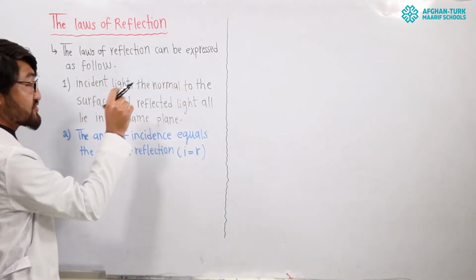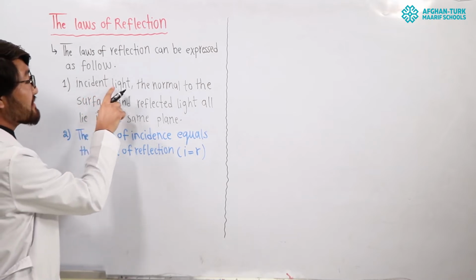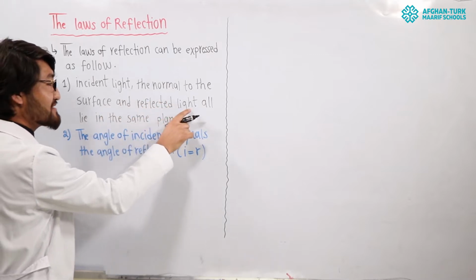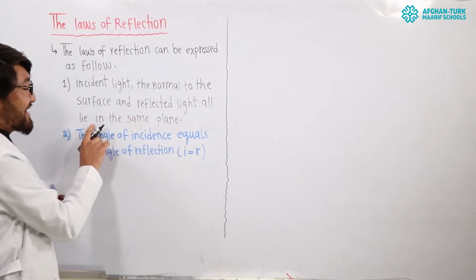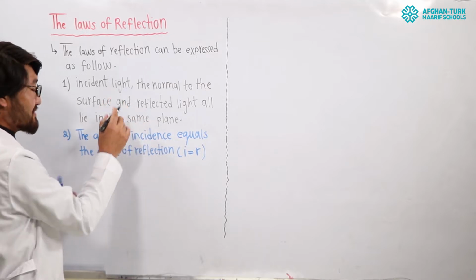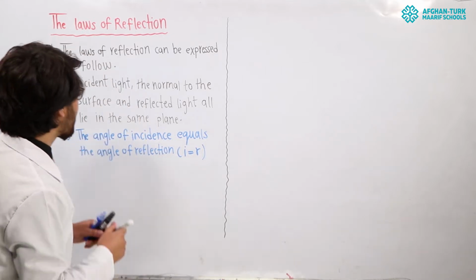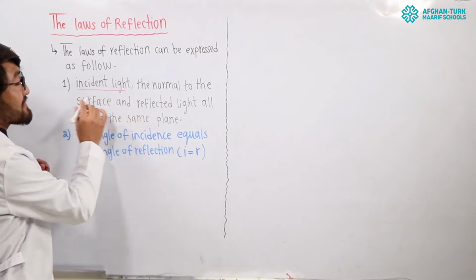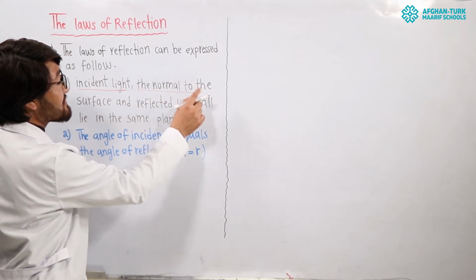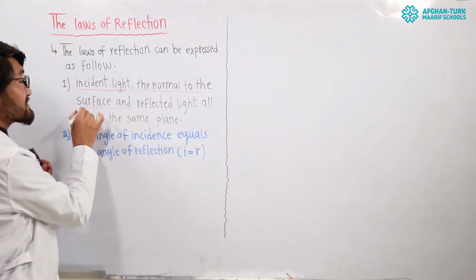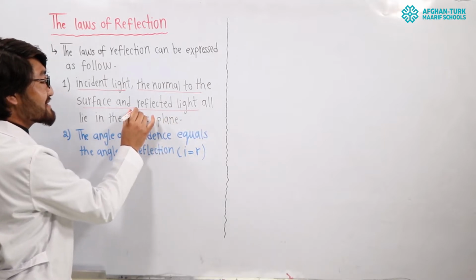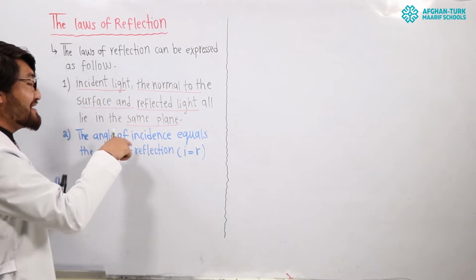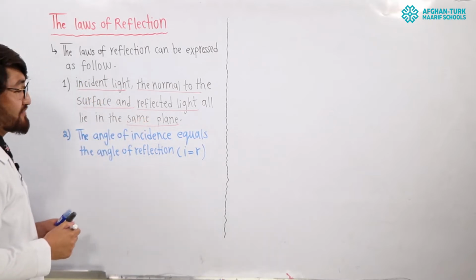Incident light, I will show you what is incident light. Incident light, the normal to the surface and the reflected light all lie in the same plane. Remember this one? Incident light means the light coming. The normal to the surface, reflected light, all lie in the same plane. In the one plane and in the same plane. I will show you in the figure.